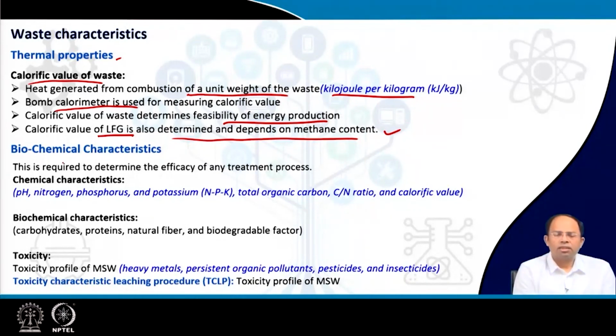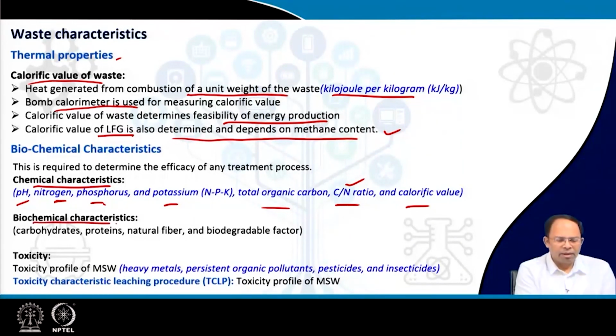Then biochemical characteristics of waste. This includes all the chemical properties, because this also determines what kind of treatment should be used, what sort of biological treatment could be done, what sort of non-biological chemical treatment could be done, and so on. So what do these chemical properties include? This is pH of waste, nitrogen, phosphorus, potassium content of waste, total organic carbon, C/N ratio, calorific value, and so on. You will see subsequently, when we discuss further, where we use the C/N ratio to determine the ratio between carbon and nitrogen content in waste. We determine nitrogen, phosphorus, potassium to see what kind of elements or minerals remain in the waste, right?